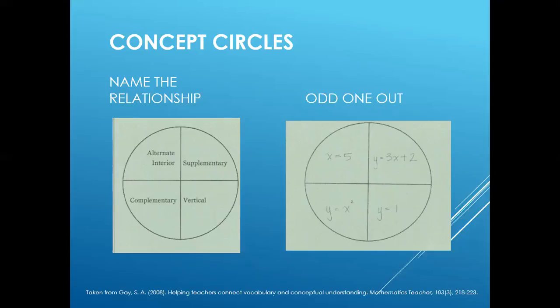So you name the relationship. If you look on the left, this is one that we've done with angles. So you have complementary, vertical, supplementary, alternate interior, and they have to tell you what the relationship is. I do that a lot with shapes too.